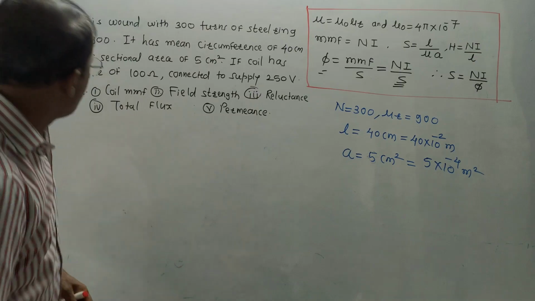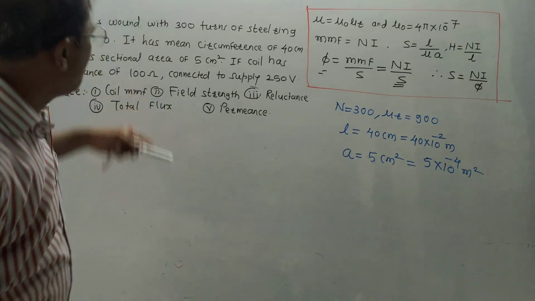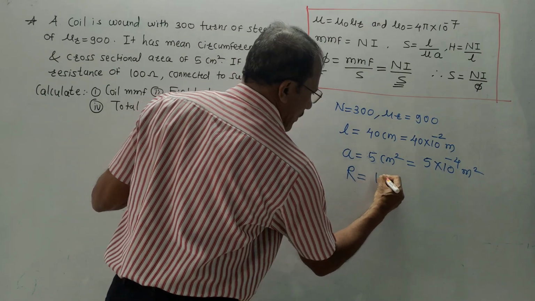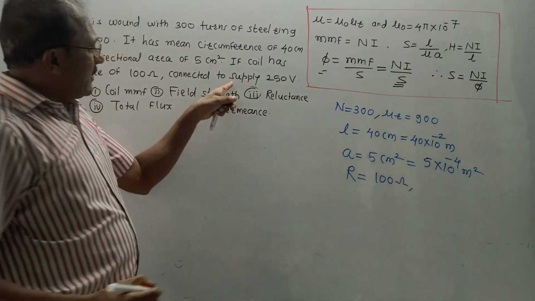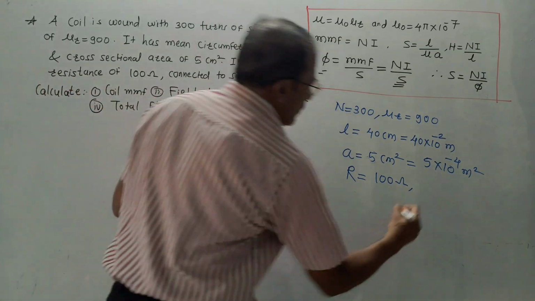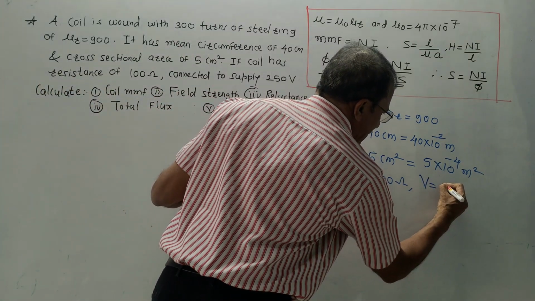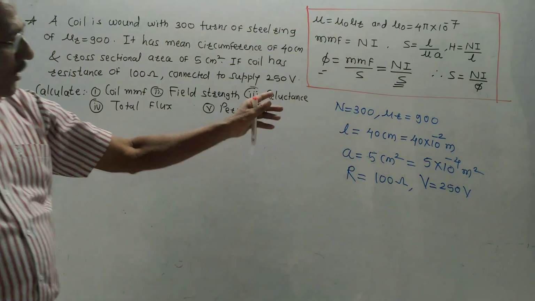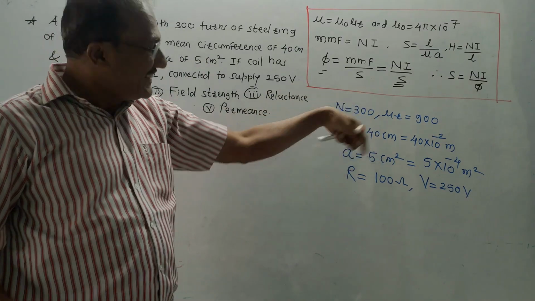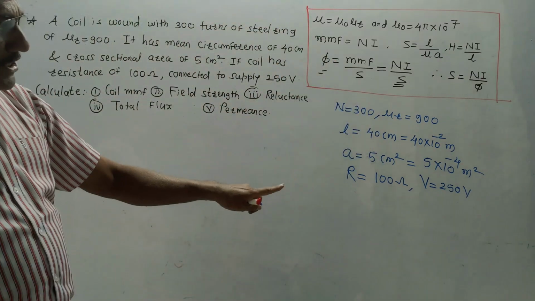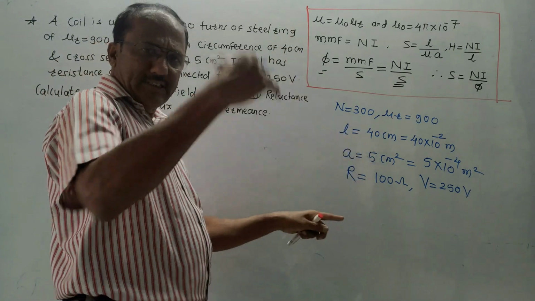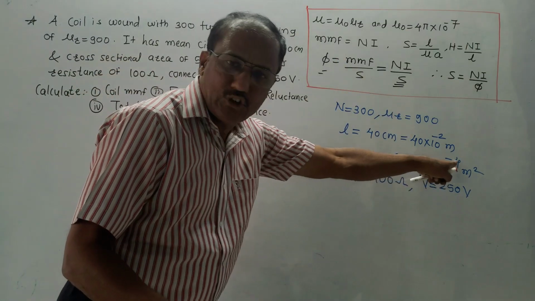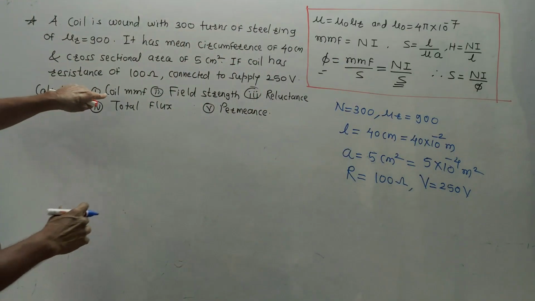What else is given in the question? A coil has a resistance of 100 ohm. So resistance, usual notation, R is equals to 100 ohm. And supply is given as 250 volt. Usual notation V, that is voltage, is given as 250 volt. All these are the given quantities. I have written these given quantities by using the notations, and don't make mistake. Always and always try to convert centimeter into meters, centimeter square into meter square by multiplying it by 10 raised to minus 4. Alright, now about the first part.